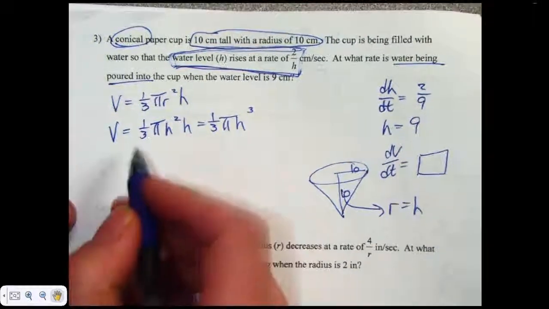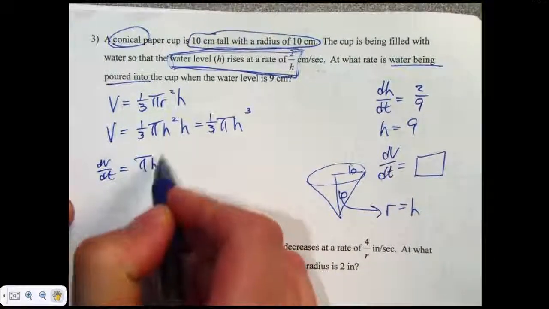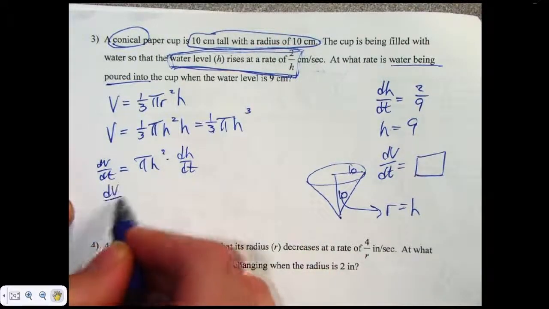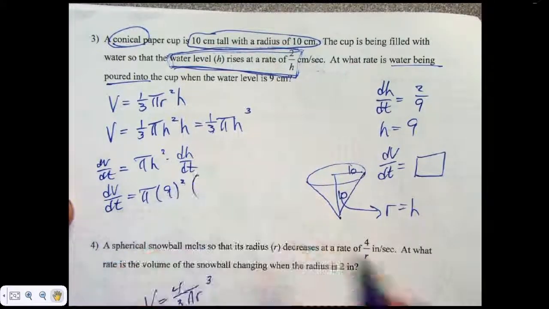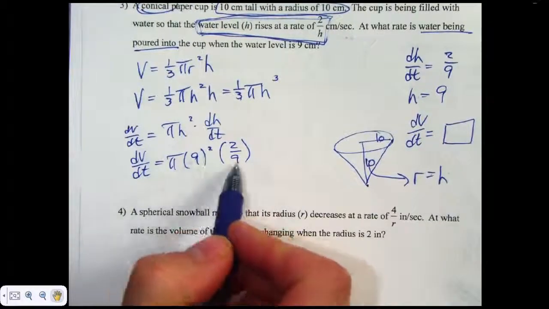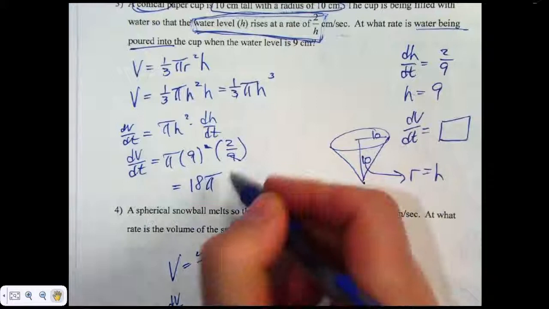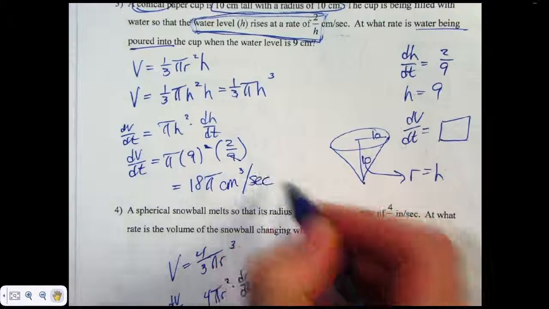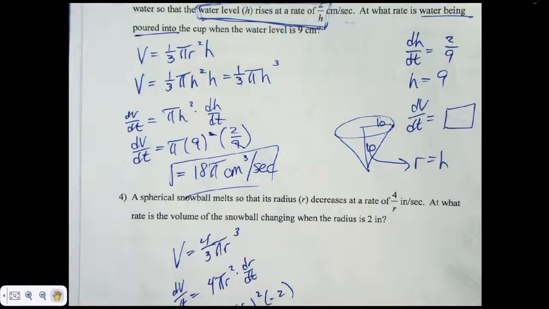So then we're going to take the derivative, so dV over dt. 3 times 1/3 just cancels, so you just get pi h squared times dh dt. And in this case, I'm looking for dV dt. h is 9. dh dt is 2/9. So we're just multiplying that out. This 9 cancels with one of those, so this would be 18 pi. And this would be its volume, so centimeters cubed per second. Questions?